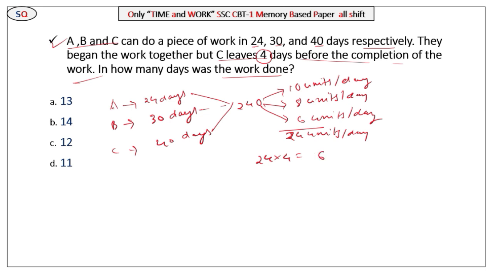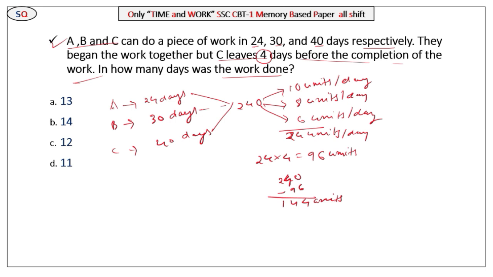16, 1, 96. So 96 units they have done. So remaining units will be how much? 240 minus 96 is 144. 144 units remain.